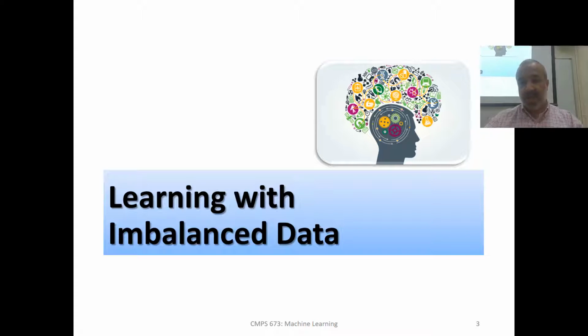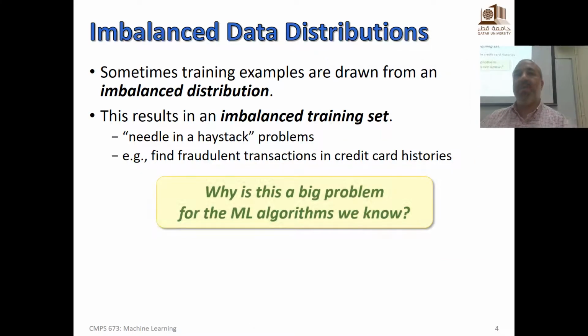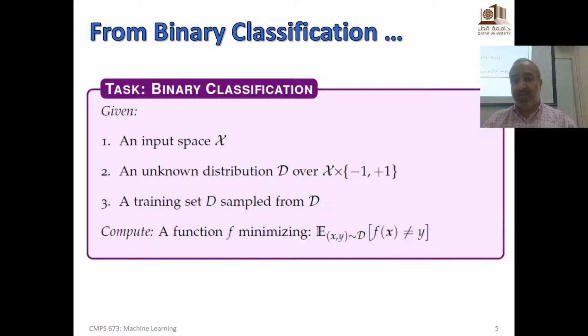Okay, so what should we do about that? First, we said why this is a problem. We said that this is a problem because many learning algorithms are optimized for minimizing the error. So if that's the case, then they would say negative all the time, and we will get very good accuracy, but that's not what we want. So we'll have to find a way to solve this problem.